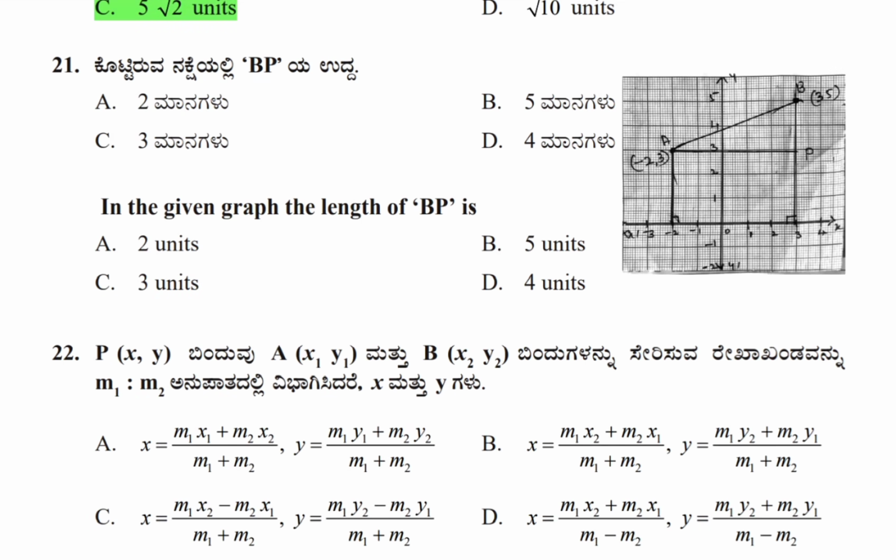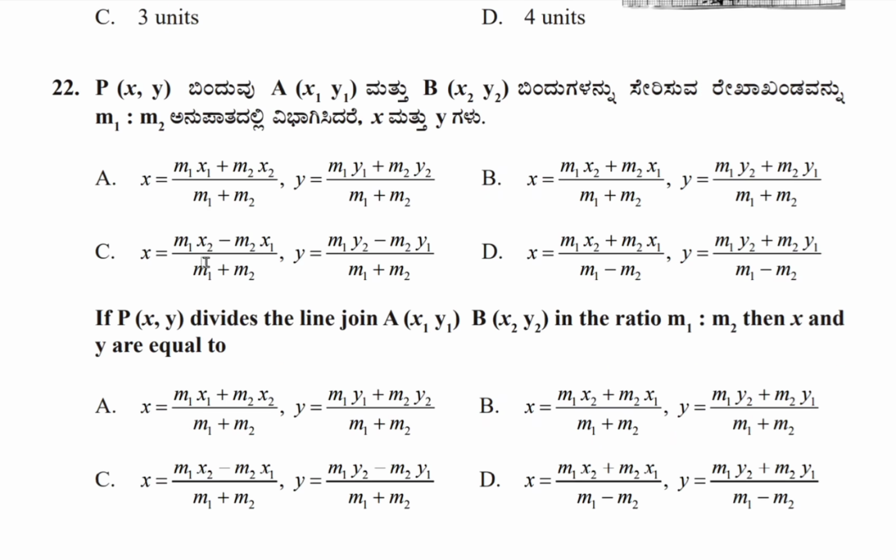Question number 21. In the given graph, the length of PB is, you can find out easily by observing the graph. Length of PB is just 2 units. Therefore, the correct answer is option A, 2 units. The length PB is 2 units.